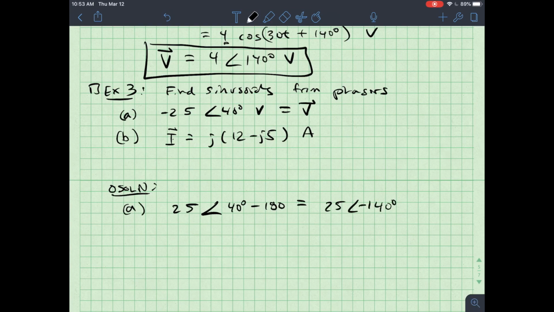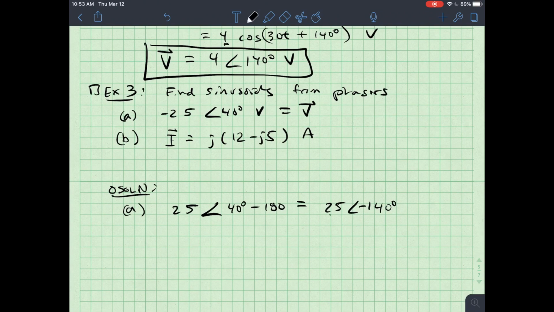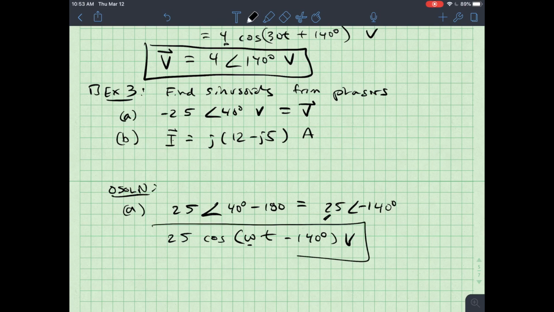Now, to write this in cosine form, I'll take the amplitude, so 25 cosine. In this case, I don't know what omega is, so I'll just represent it using a variable. Omega t minus the angle 140 degrees. Volts is the units that I was given there.